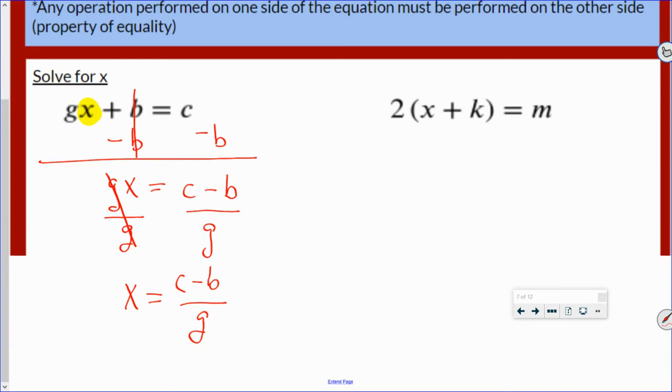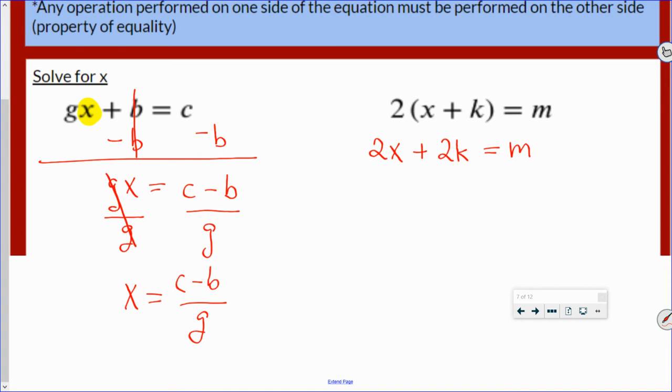Look at the second example. What do you think my first step might be there? Yes, sir. Multiply 2 times x. Distributive property. Sure, I can do that. 2 times x is 2x. 2 times k is 2k. And that'll equal m. So I use the distributive property to get rid of my parentheses.